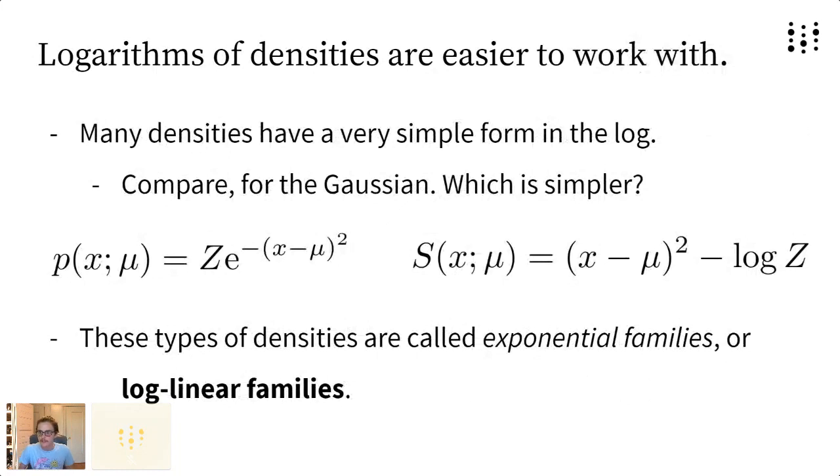So a lot of densities have a very simple form in the log. Like the Gaussian, on the left, we have the usual way that people write the Gaussian distribution in terms of its probabilities. And so we've got an exponent, we've got e on the bottom, and then stuff on the top. And I look at that and I don't immediately know what that function looks like or what's going to happen if I add two of them together or multiply two of them. It's kind of confusing. But if I take the logarithm, then that e disappears.